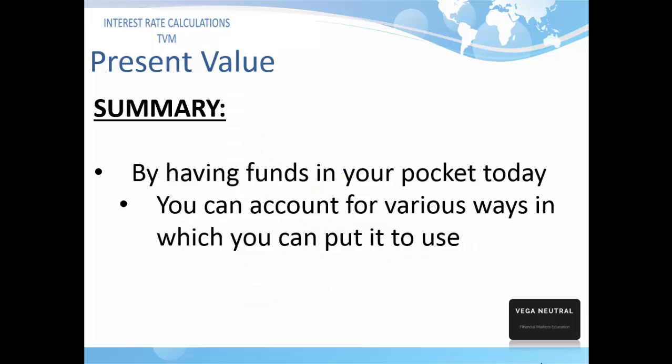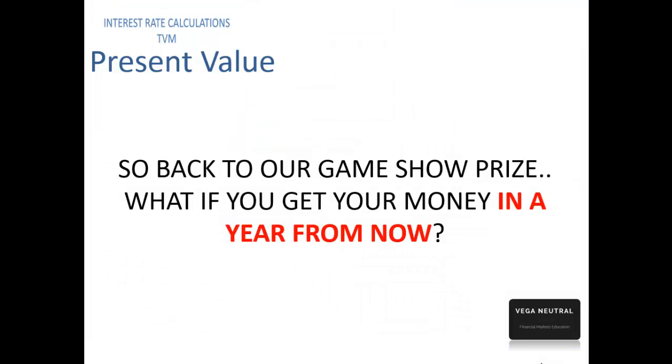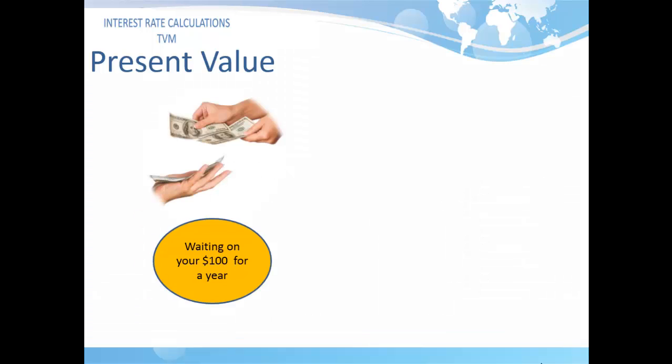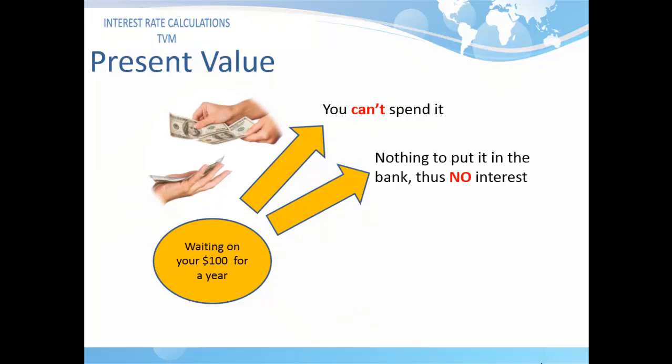So in summary, by having funds in your pocket today, you can account for various ways in which you can put it to use. So back to our game show example. What if I give you your money a year from now? Now in this instance, waiting for your cash, you can't spend it because you don't have anything. There is nothing to put in the bank, so no interest that you earn.